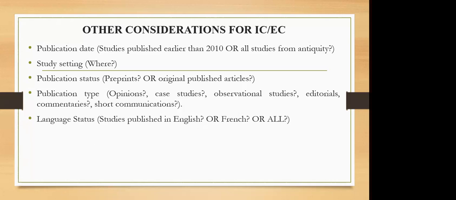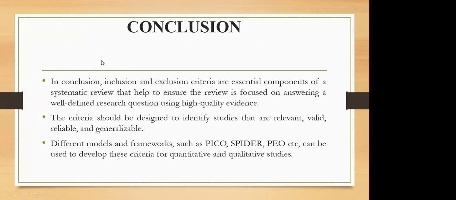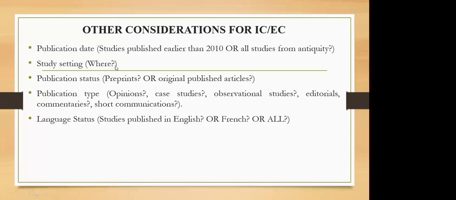You're interested in studies that are published only in North America. Or you don't have any restriction on study setting. Then you also have to state it in your inclusion and exclusion criteria, right? You can also consider the publication status.